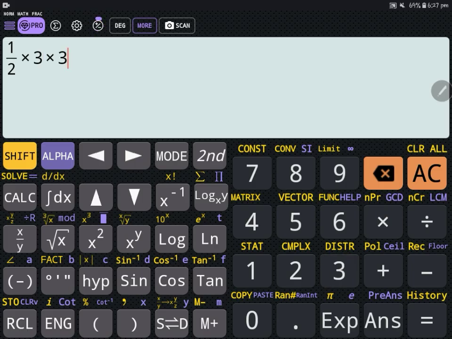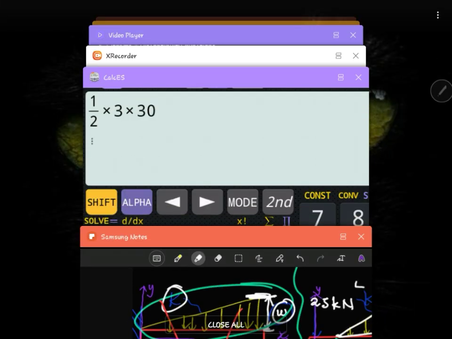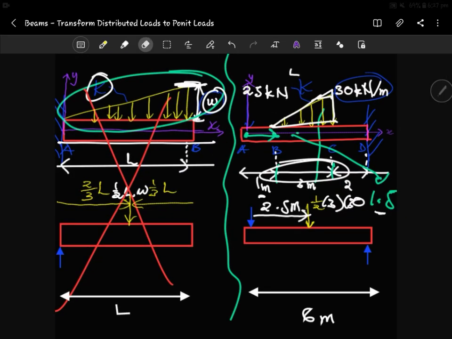Times 3 times 30, right? So that gives us 45. 45 for the magnitude of the point load. That will be 45 kilonewtons. No more kilonewtons per meter. So kilonewtons, right? So there's the magnitude, and there's where it acts with respect to the origin, where we are seeing that the origin starts about here, and then moves this side. Yeah, so that's it. All right.